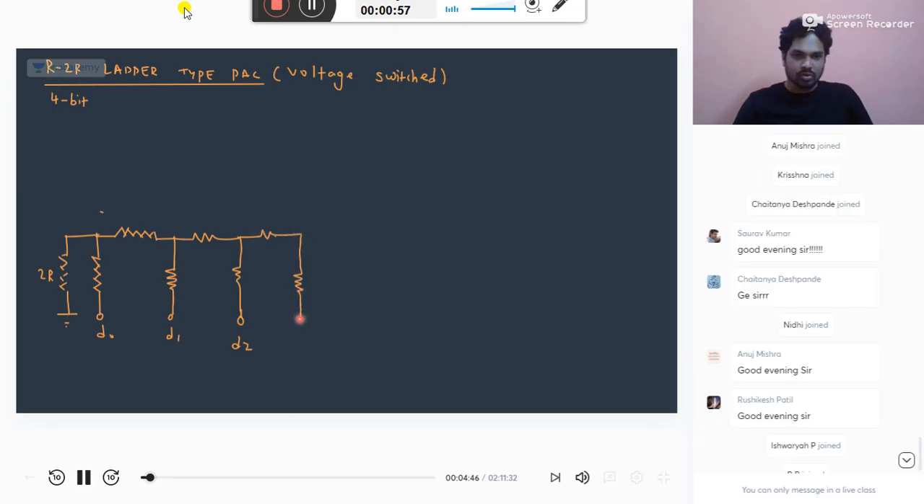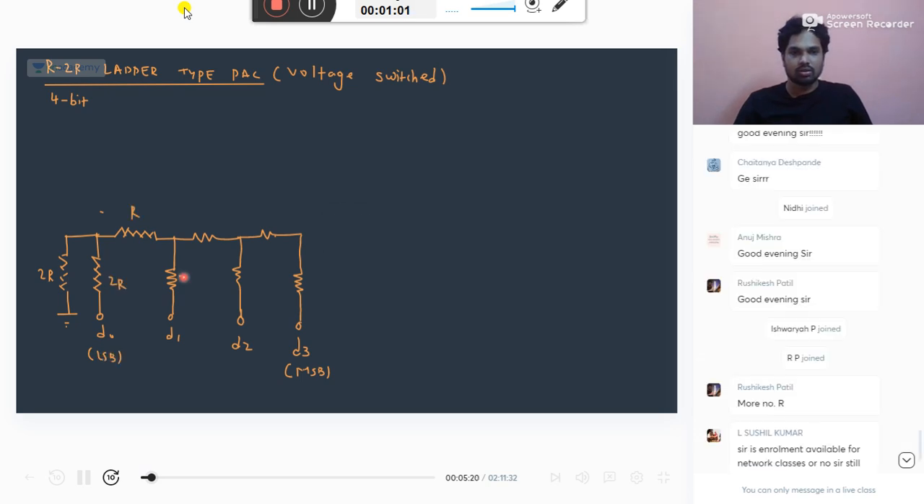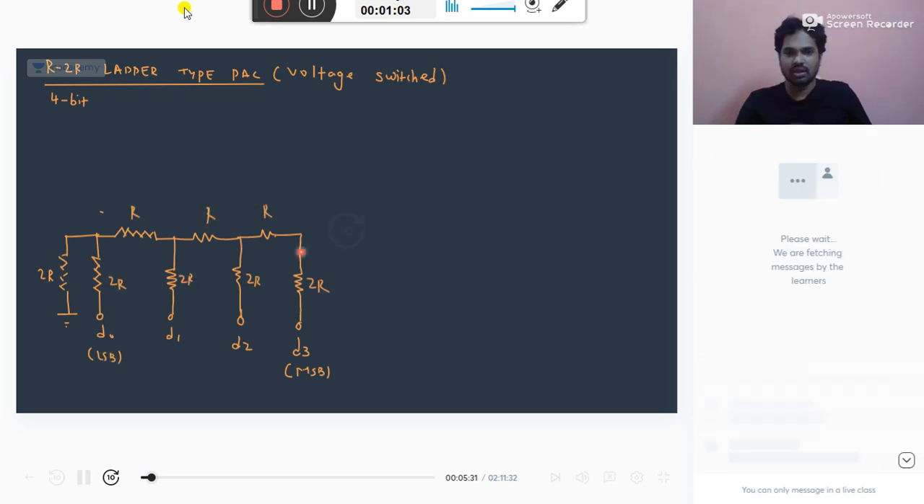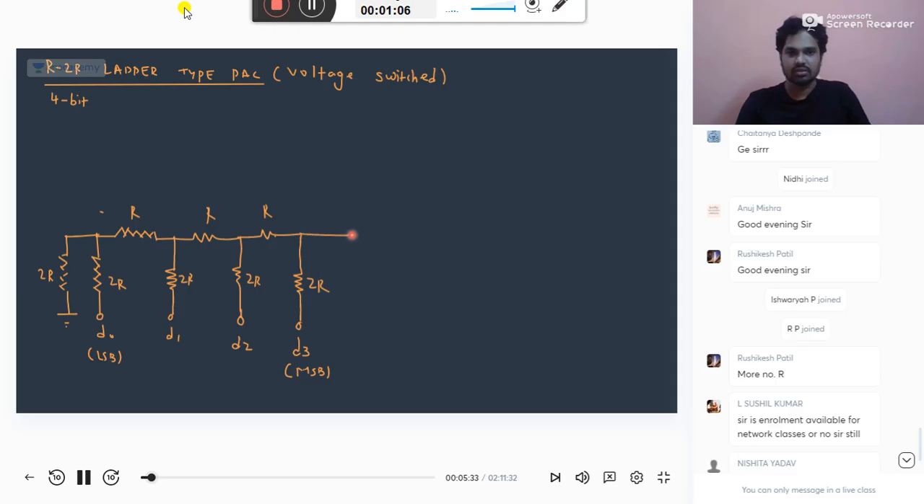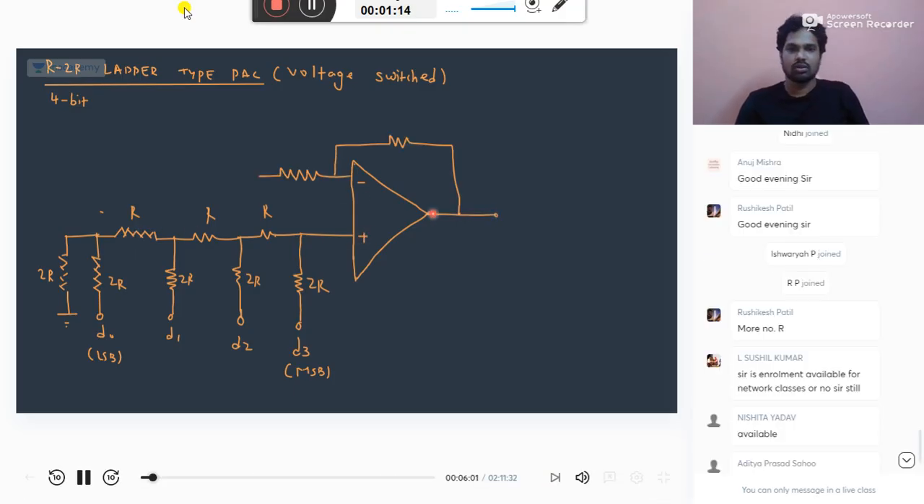What are the different types of resistors? Only two types of resistors are there here, R and 2R. A wide range is not required. This is the ladder type DAC. Okay.